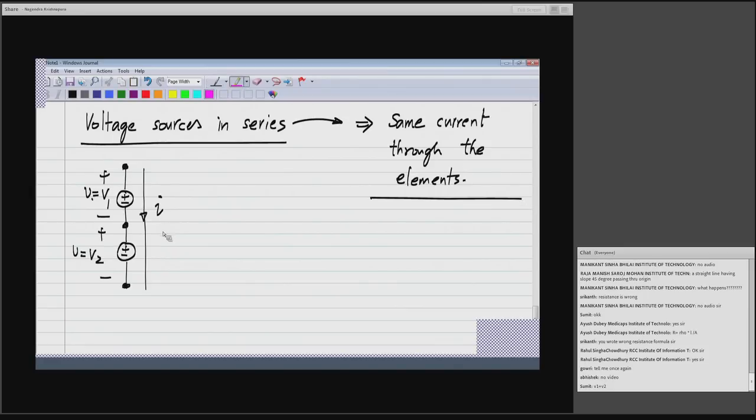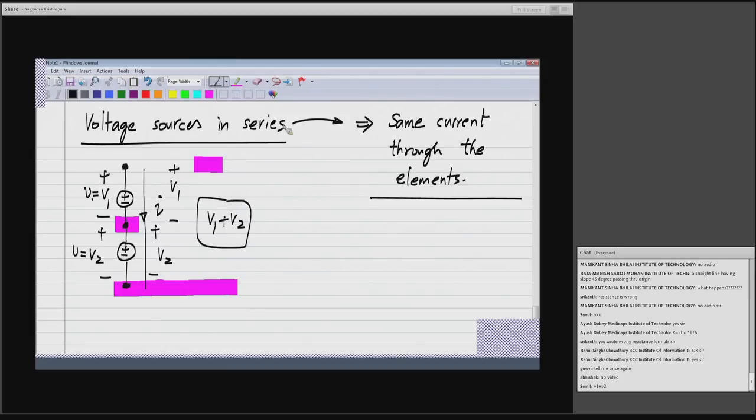Now, again, if you measure with respect to this, the voltage drop here is V2, and if you measure with respect to this, the voltage drop here is V1. That's what is given by, not in this polarity, sorry, in this polarity. So, again, by a trivial application of Kirchhoff's voltage law, if I measure from here to there, the voltage will be V1 plus V2. Okay. So, if you connect voltages in series, the voltages will be summed together.